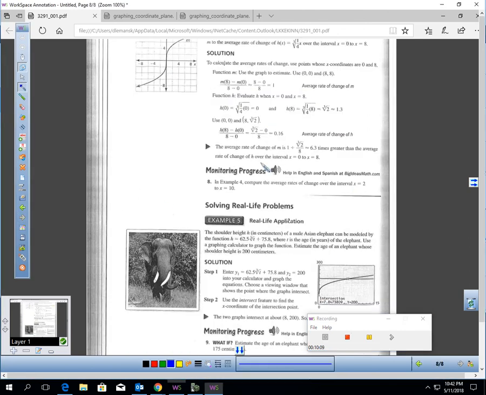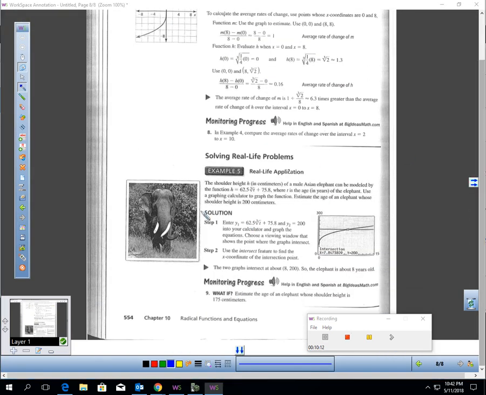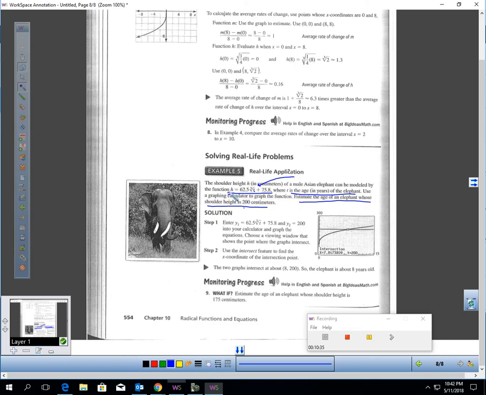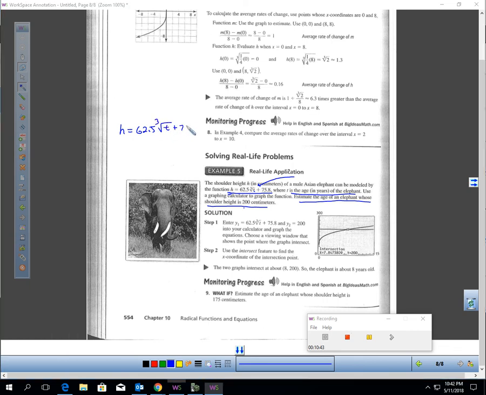To wrap up the video, we will solve some real-life problems that have cube root functions. The shoulder height in centimeters of a male Asian elephant can be modeled by this function where t is the age. So this function compares the age of the elephant to how tall it is, basically. Estimate the age of an elephant whose shoulder height is 200. So here they're saying the height of the elephant is 62.5 cube root t plus 75.8. Here they're saying the height is 200.